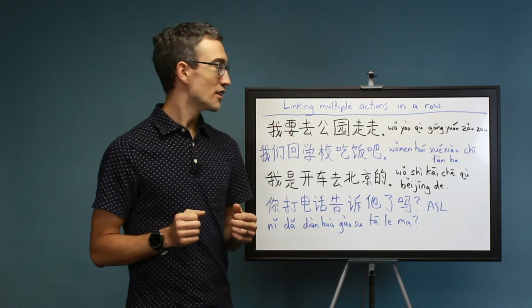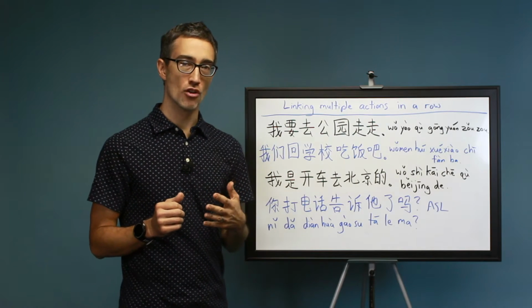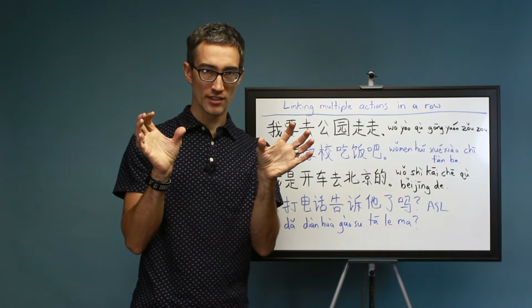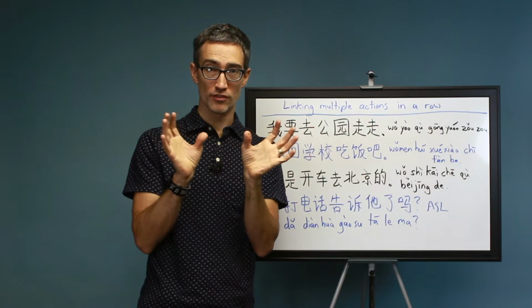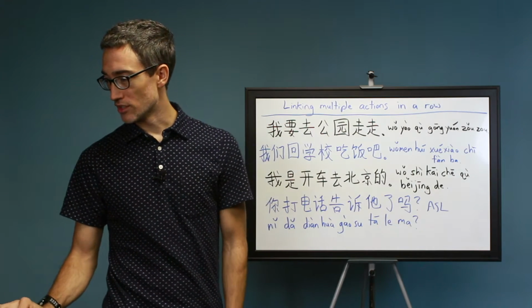Welcome back. In this video, we're going to talk about linking multiple actions in a row. So if you have a sentence that has more than one action in it, but they're linked through some sort of connection and meaning, how do you do that in Chinese? Let me give you an example in English.